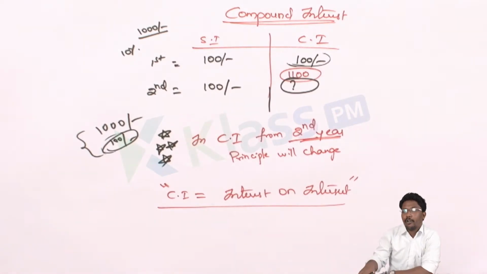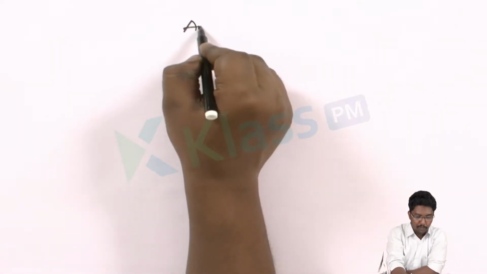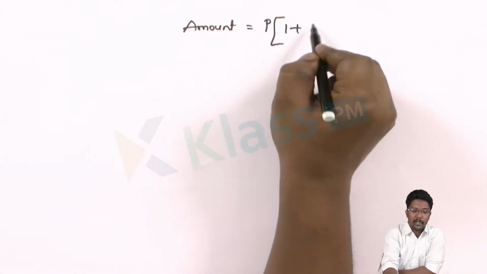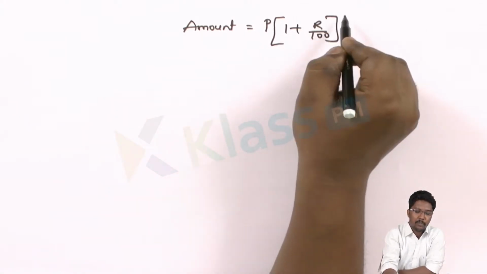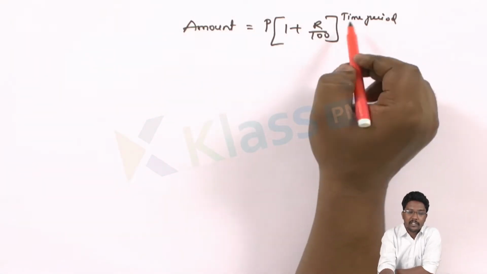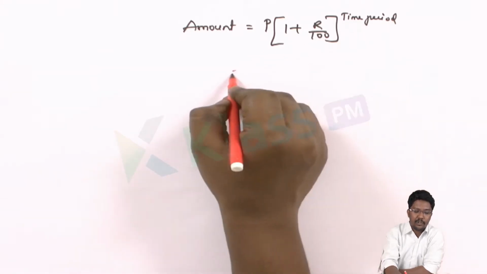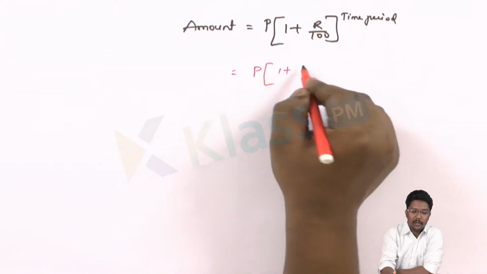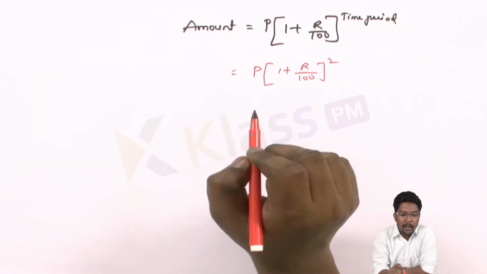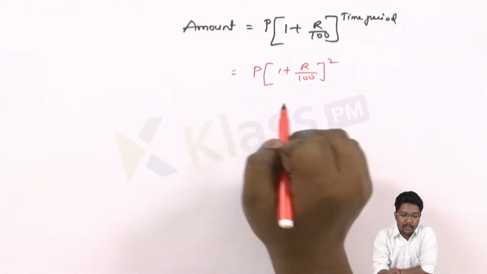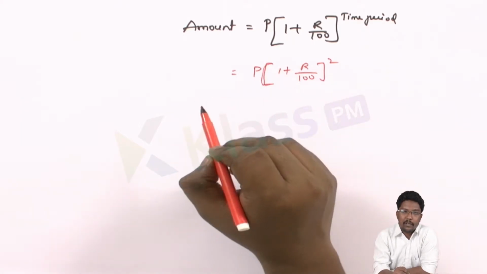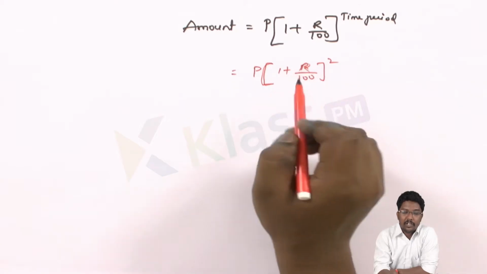How to calculate compound interest? The compound interest formula: amount equals principal into (1 plus r by 100) whole power time period. How many years you are considering, you have to mention here. If it is for 2 years, principal into (1 plus r by 100) whole power 2. If you go by the formula method, you will face typical problems because if you don't know the squares of bigger values, then you will get stuck there.